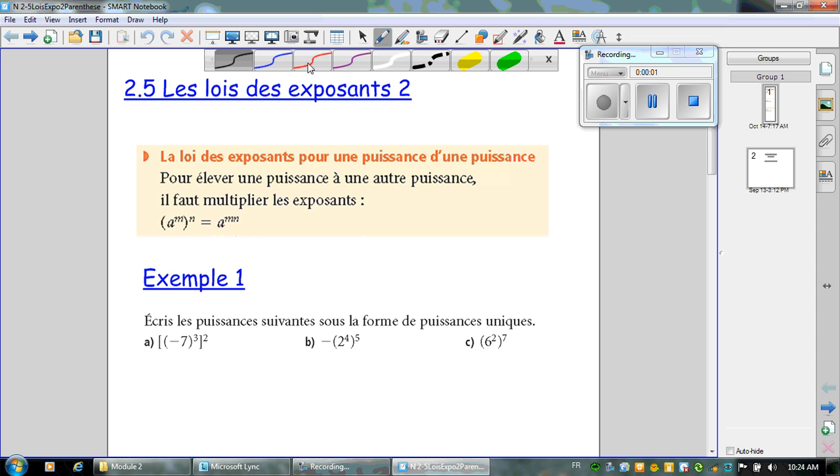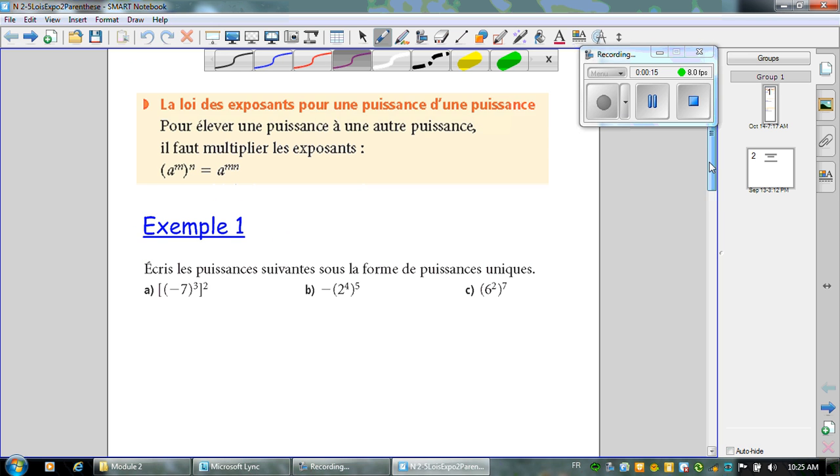When dealing with exponents, we're going to see three laws. The first law is the power of a power. If I have a power elevated to another power, I can just multiply the exponents together. Let's do a couple of examples to get started.